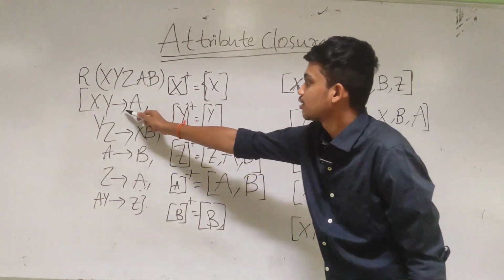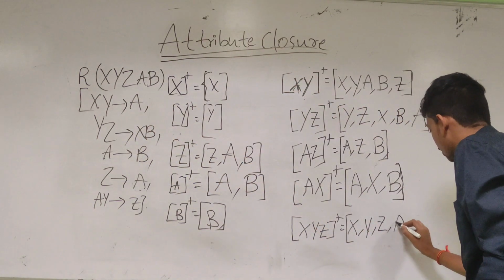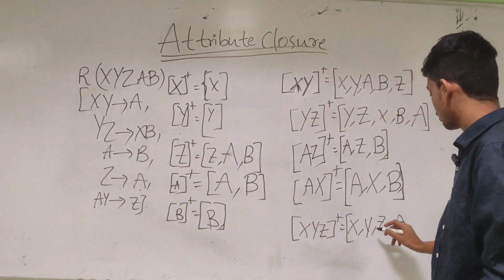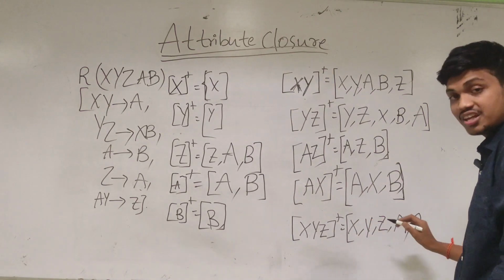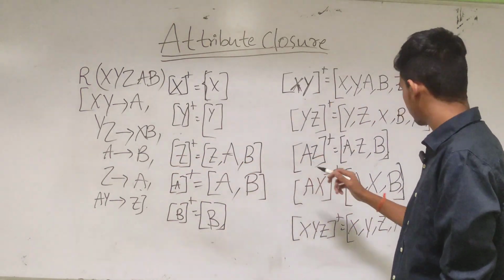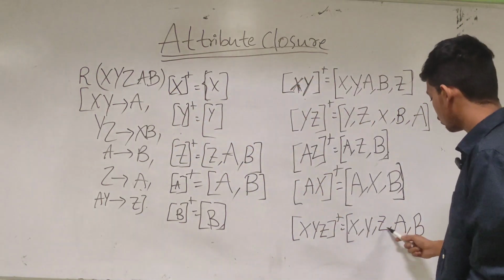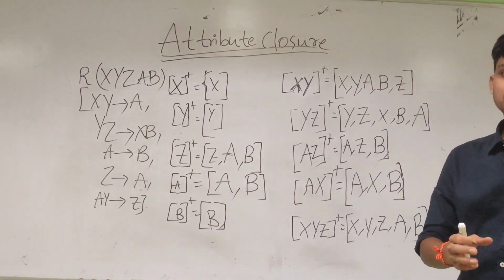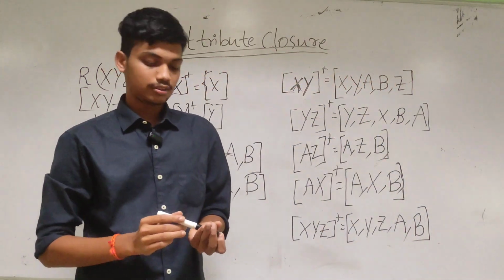X, Y, Z are obvious, they should be there. With XY here we can derive A, so that A I am including in this closure. With YZ we can derive XB. YZ is there, X is there, so B should be included, so I am writing B here. From A we can derive B, already is there. I think we got all attributes now. We can't derive something else because X, Y, Z, A, B are the total attributes. This is the closure. In this way you can do any number of attributes combination closure. And thank you for this lecture.